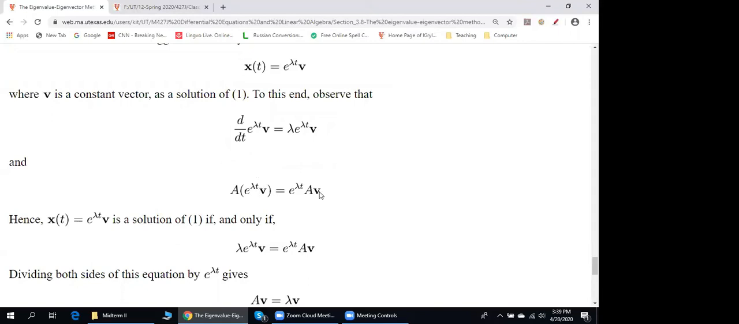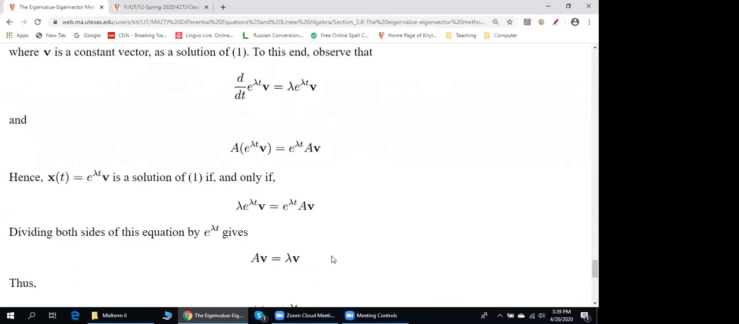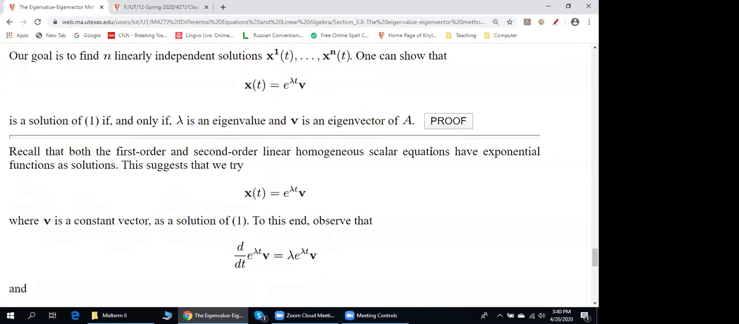And now, let us put the pieces together. This is the left-hand side, this is the right-hand side. The left-hand side should be equal to the right-hand side. It's exactly what is written here. But note that e to lambda t is a common term. It can be cancelled out. Once we cancel e to lambda t out, we get Av is equal to lambda v, which means lambda is an eigenvalue, v is an eigenvector.